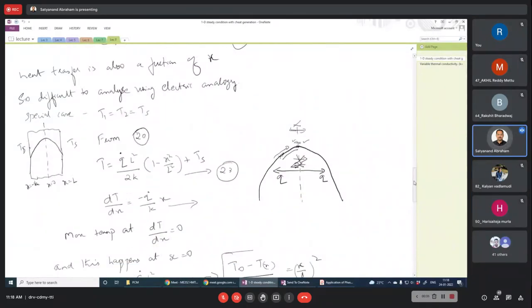We said that if the boundary condition is symmetric on both sides, and the heat generation is constant throughout, then the temperature profile within is also going to be symmetric about the center axis. Therefore, we said that the center line can be assumed as a symmetry line, and we can give the boundary condition dT/dx equal to 0.